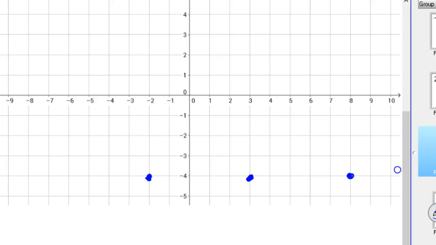And then we're going to go up and down 3. So 1, 2, 3, make a point. 1, 2, 3, and make a point. Kind of ran off my graph. And so here's my ellipse.